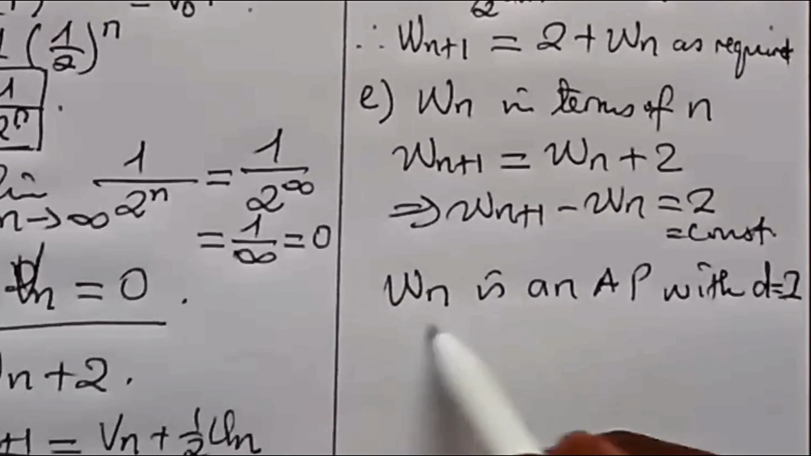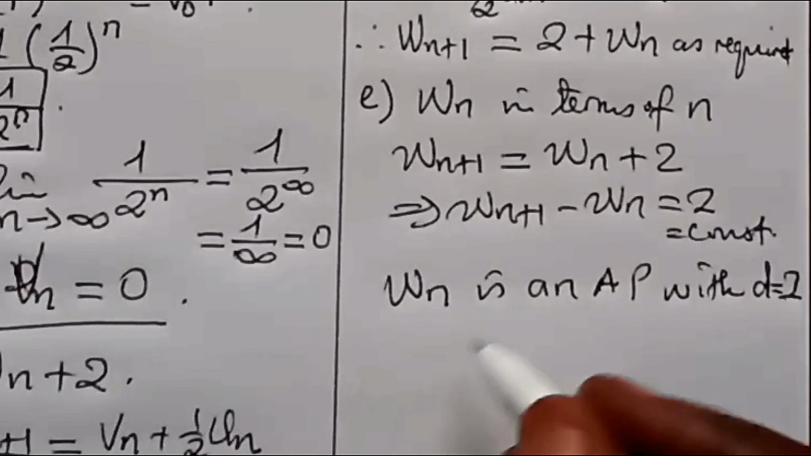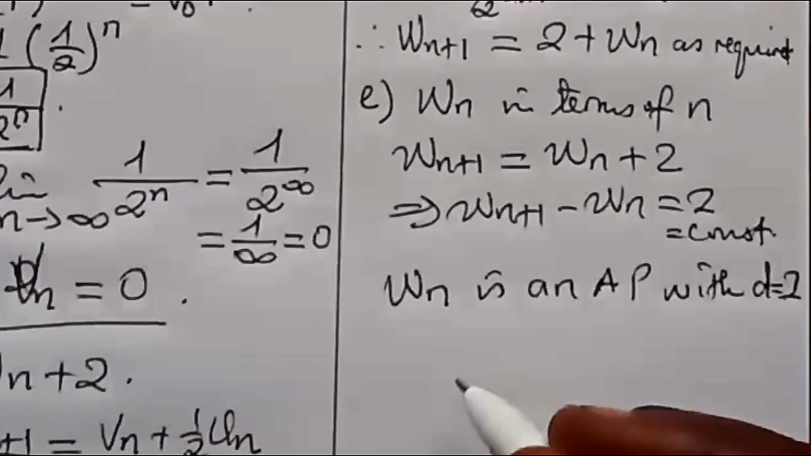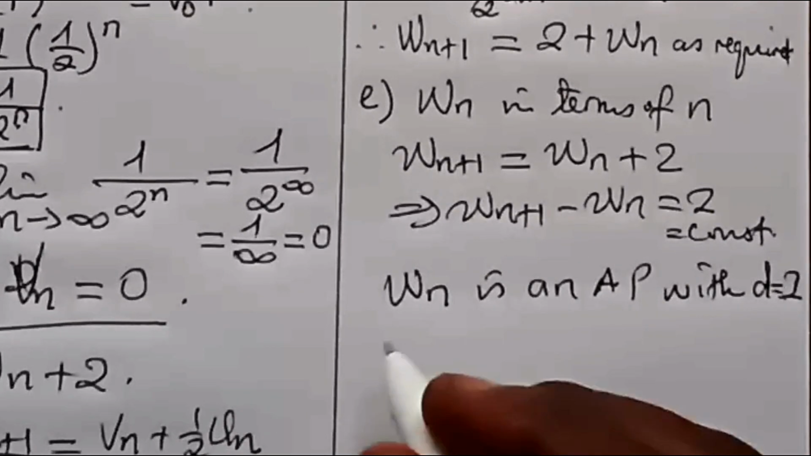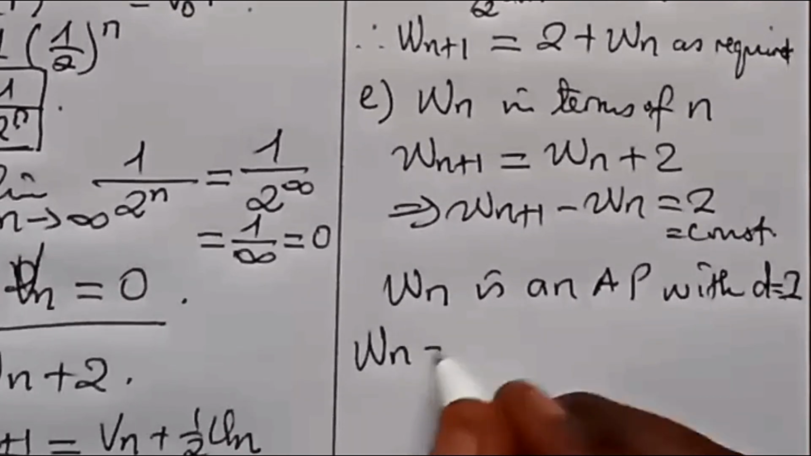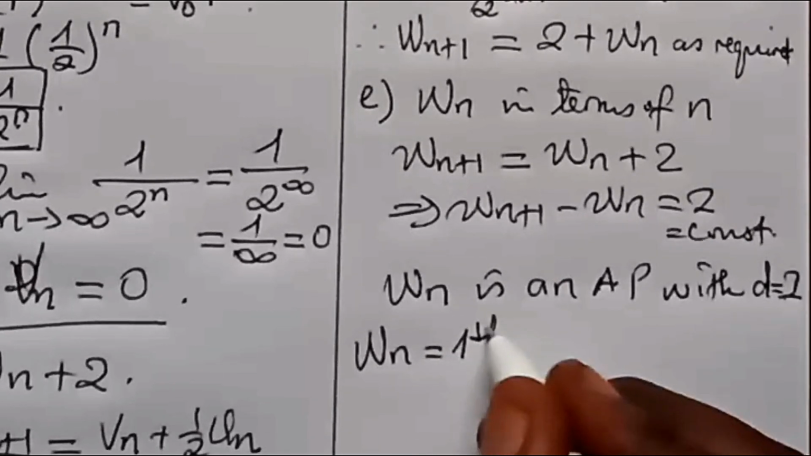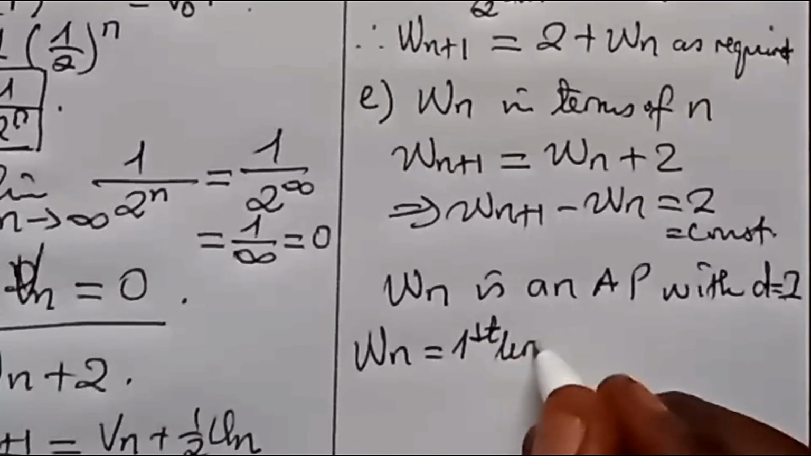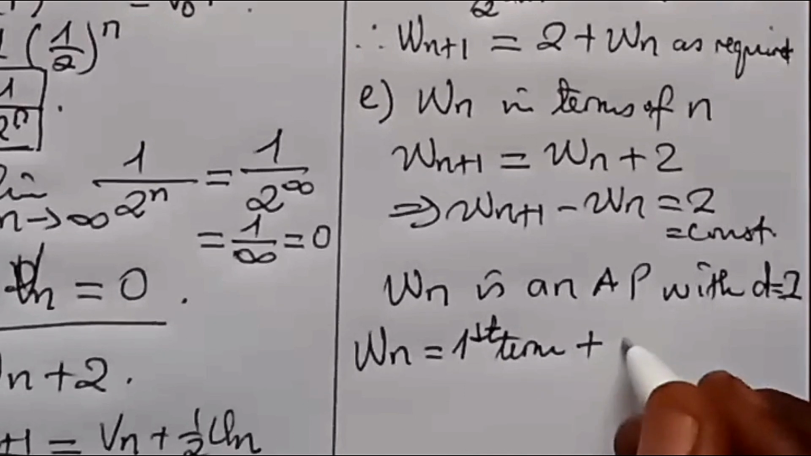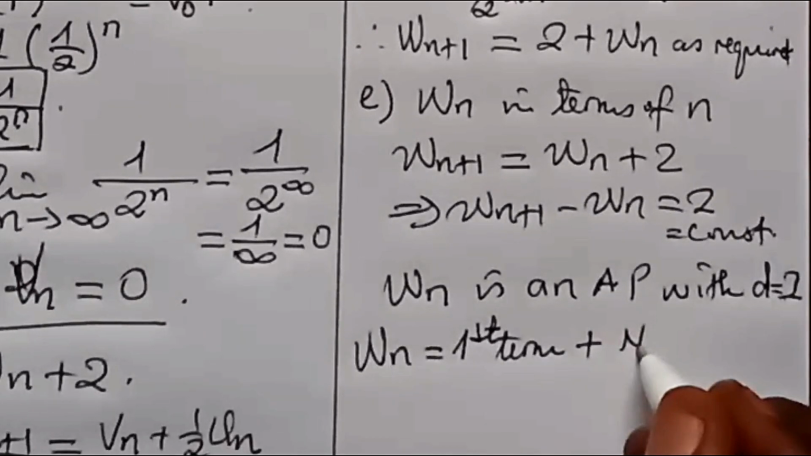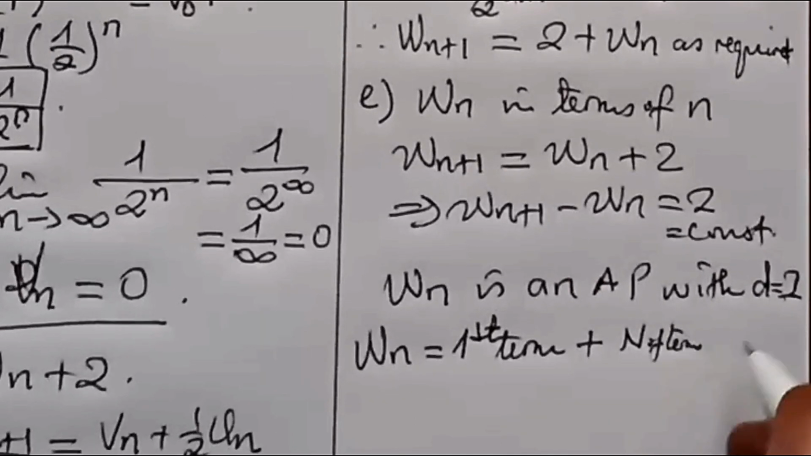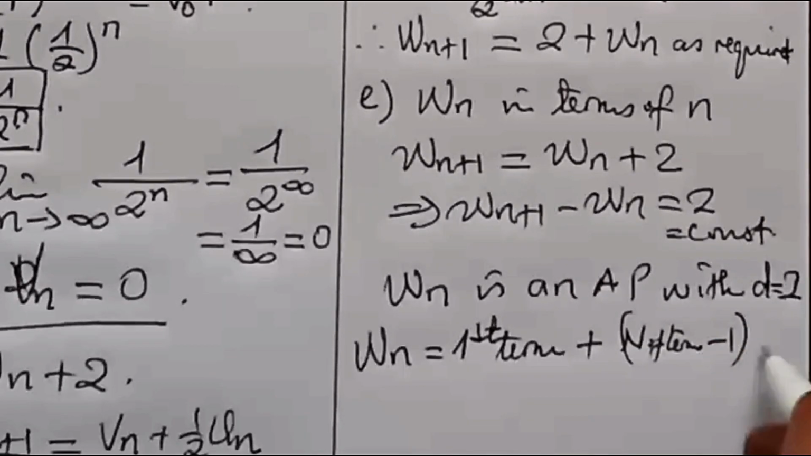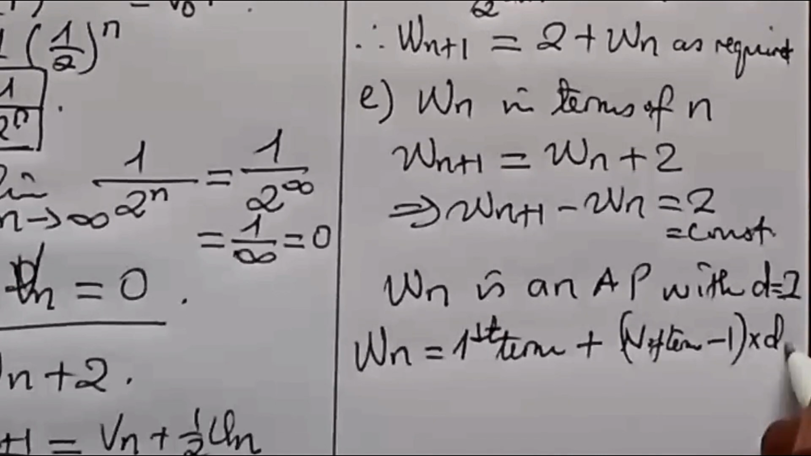And so now to express Wn in terms of n, it becomes easier since Wn has been established to be an arithmetic progression. Wn should then be generally the first term plus number of terms minus 1 times the common difference.